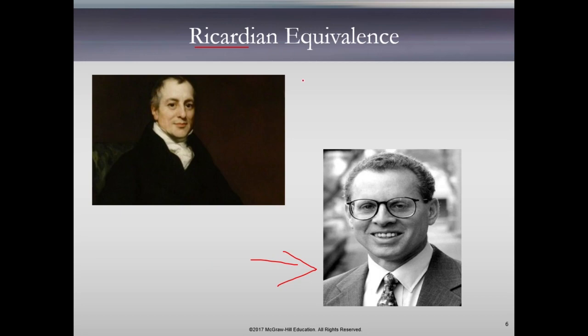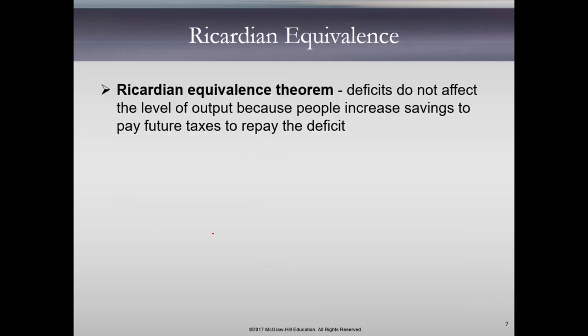So that's Robert Barro, and that is David Ricardo, and the ideas that I'm talking about here were first discussed by David Ricardo, but then revived by Robert Barro in the 1980s and 1990s. So here's the basic idea of Ricardian equivalence.